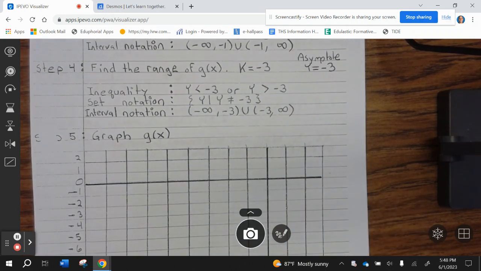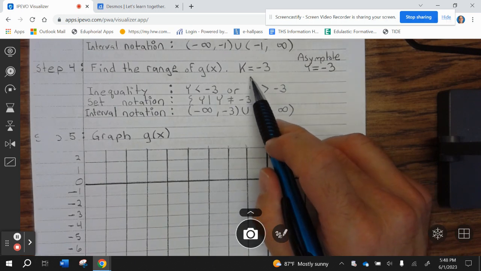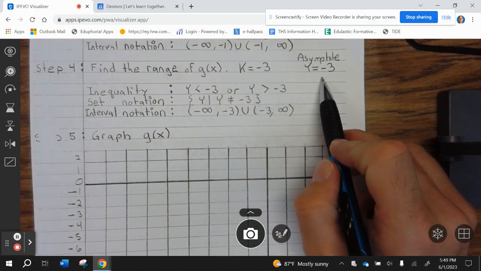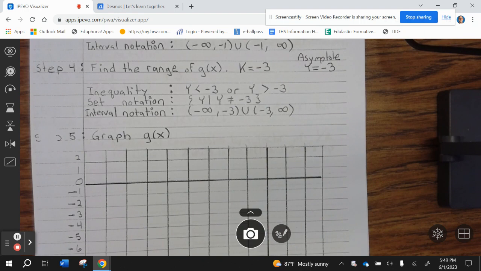All right, step 4, find the range of g of x. We do that by applying the k value of the vertex, which means the asymptote y equals -3. So in inequality notation, it's y less than -3 or y greater than -3. Set notation is y such that y does not equal -3. Interval notation is negative infinity to -3 or -3 to infinity.